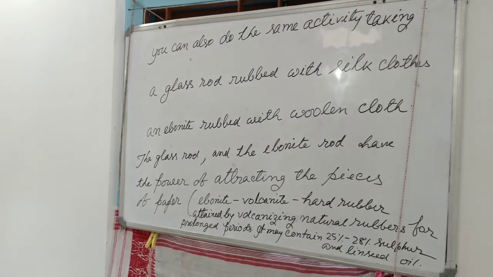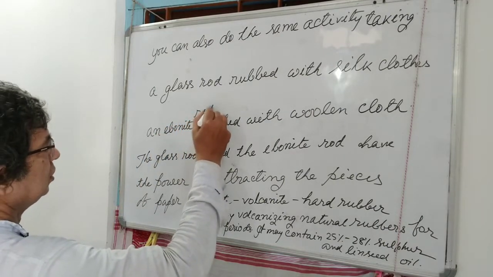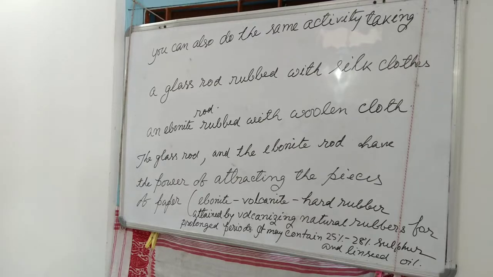We can do the same type of activity, taking a glass rod rubbed with silk cloth, or an ebonite rod rubbed with woolen cloth also. The glass rod and the ebonite rod have the power of attracting the pieces of paper, like we saw in the case of the rubbed comb.